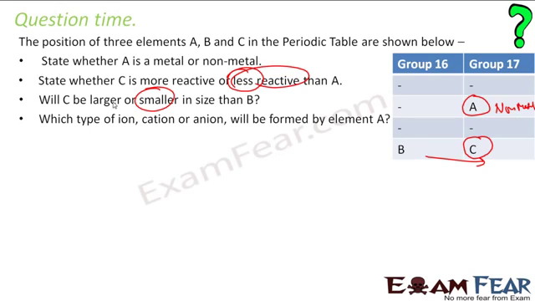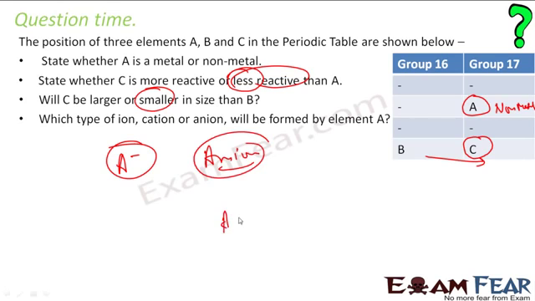Correct. What type of ions, cations or anions, will be formed by A? Since A is a non-metal, A will accept electrons and A will become A minus. Correct? And A minus is nothing but an ion, because I told that an ion has a negative charge. Right? A negative is an ion.